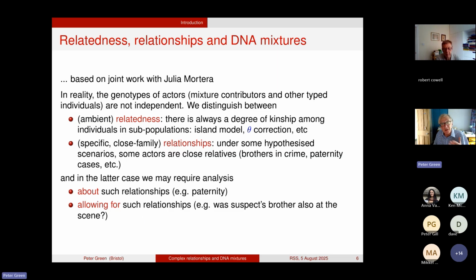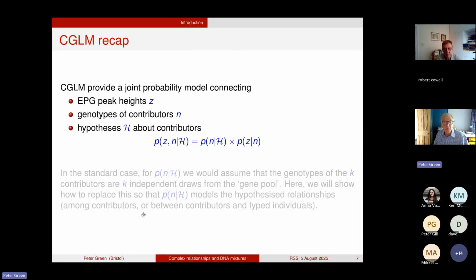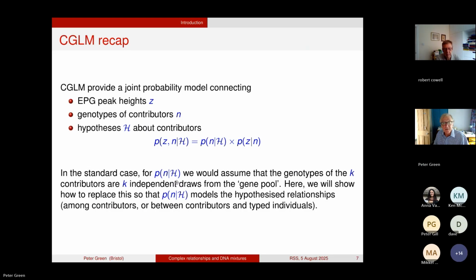And the advantage of a full model-based approach to the mixtures, taking into account possible relationships, is that these can be dealt with in a unified way. So what we're going to do is the simplest thing possible, really, which is to replace the joint distribution of the genotype contributors. Instead of thinking of this as k independent draws from a gene pool, we're going to model the hypothesized relationships through that replacement model.